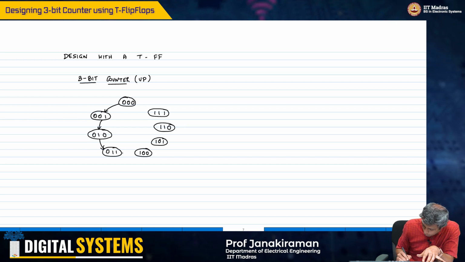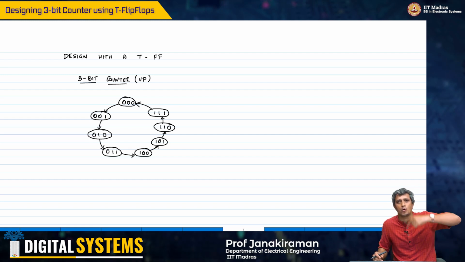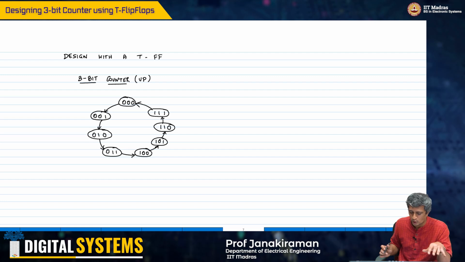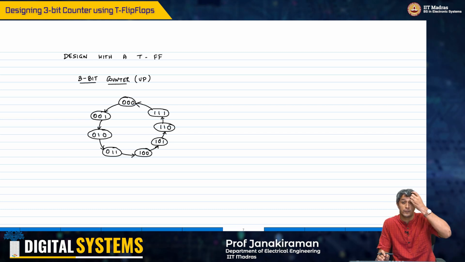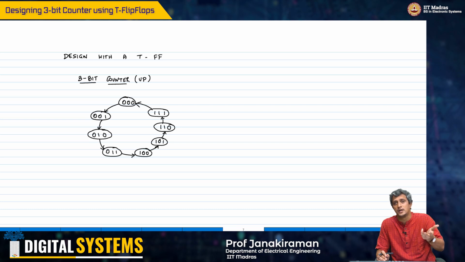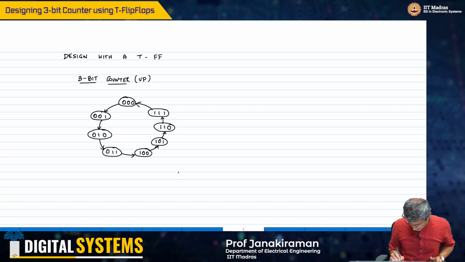So here there is no input. I just want to go from one state to the next state like that. And of course, you're going to assume that you reset and start at 0 0 0, and then from there it will keep counting at the given speed of the clock. So first of all, how many flip-flops do you need? You obviously need 3 flops because you have 8 states and therefore 3 bits are needed for the states.